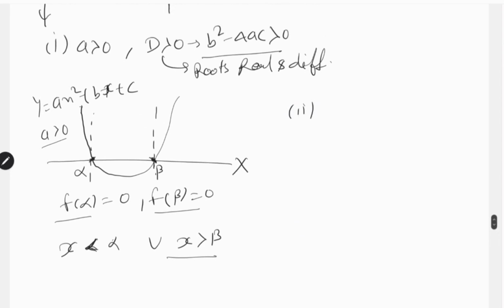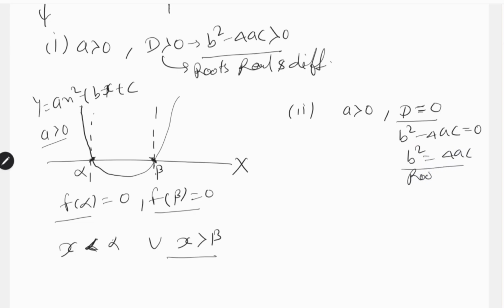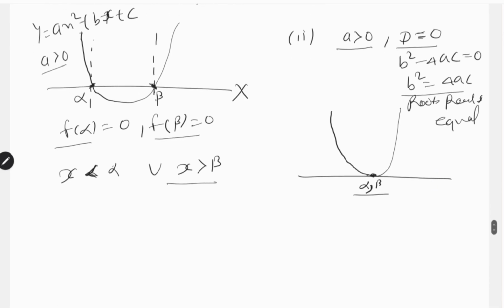Second condition: if A is greater than 0 and D is equal to 0. Okay, then D equal to 0 means B square minus 4AC equal to 0, then B square is equal to 4AC, then the roots are real and equal. Because A is greater than 0, the graph is upward, and the points alpha and beta are the same point, because D is equal to 0.